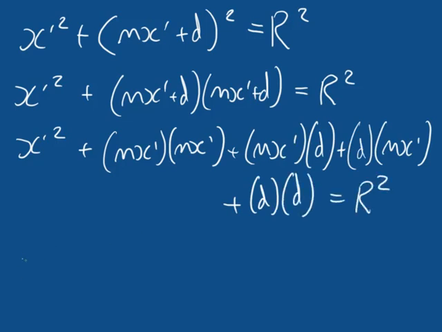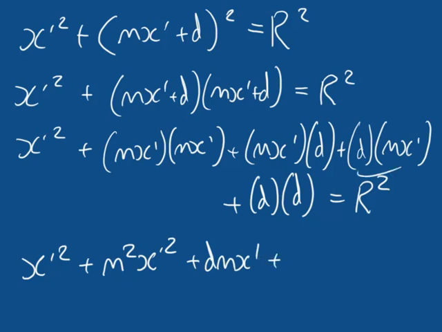So this is going to expand to x' squared plus mx' times mx' is m squared x' squared, plus mx' times d is going to be plus dmx', plus d times mx' is plus dmx'. D times d is plus d squared, is equal to r squared.